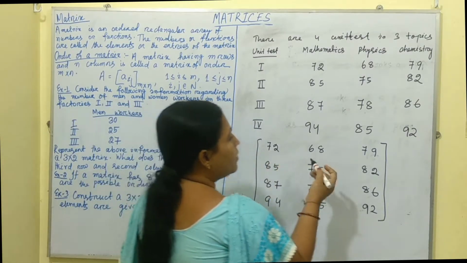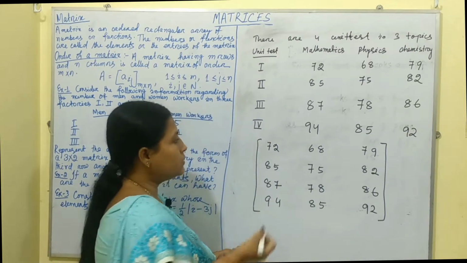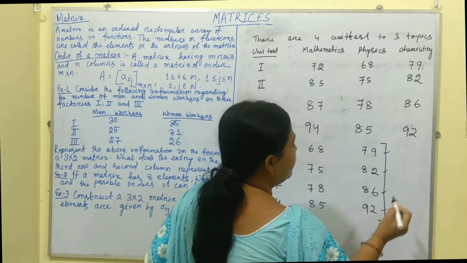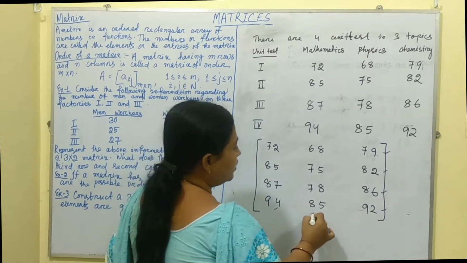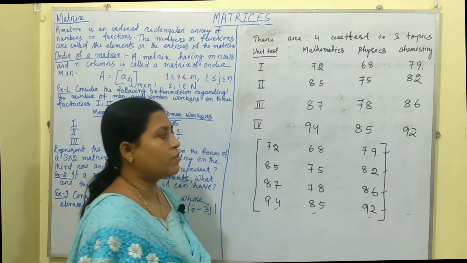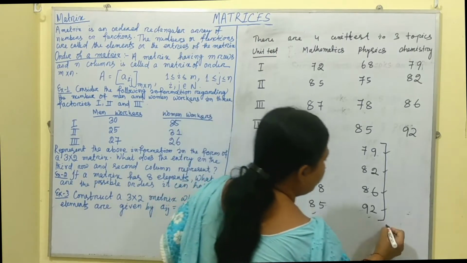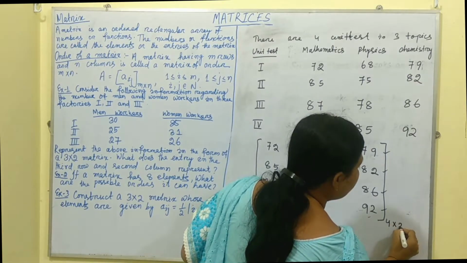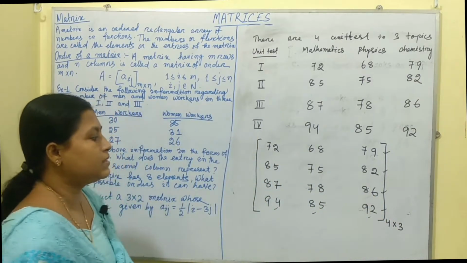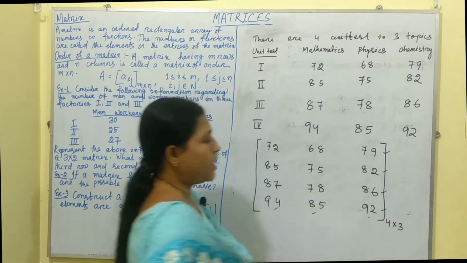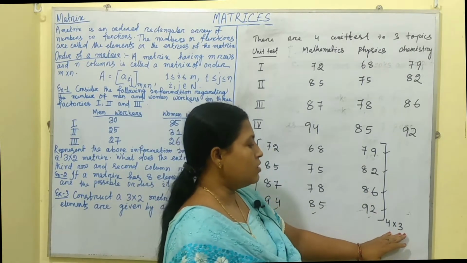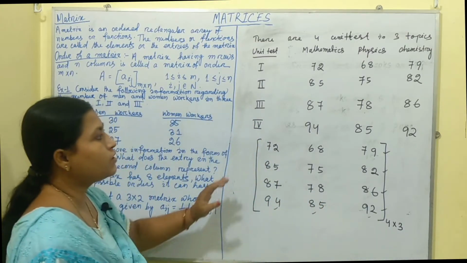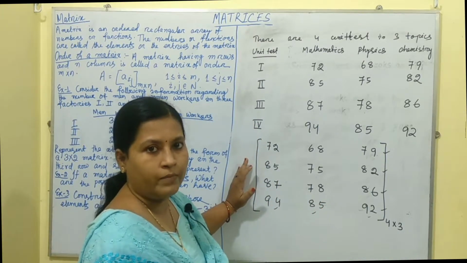So how many rows and how many columns are there? 1 row, 2 rows, 3 rows, 4 rows, and column 1, column 2, column 3. So the number of rows is 4 and the number of columns is 3. So this is a 4 by 3 matrix, and it is called the order of that particular matrix. So what is the definition of matrix and order of matrix?